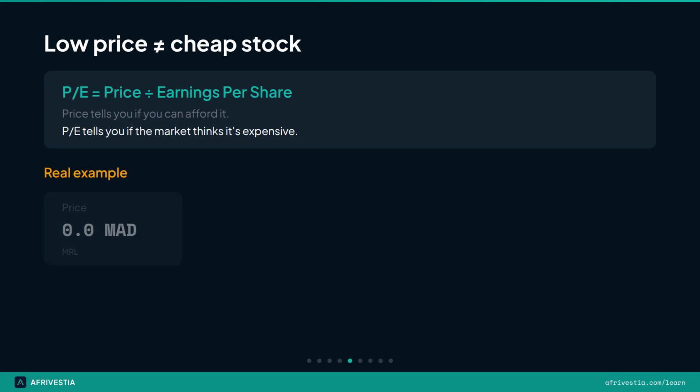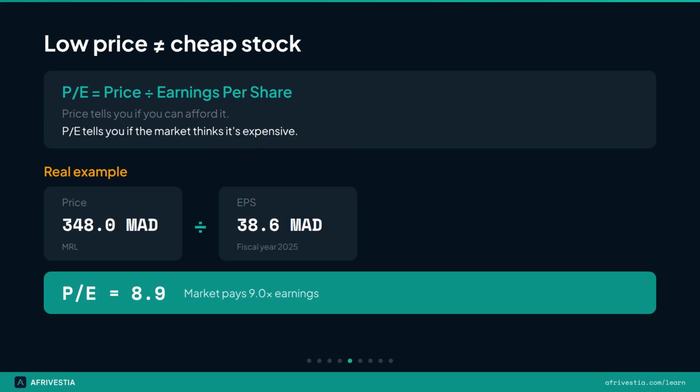Now let's learn one beginner metric, the PE ratio. P means price, E means earnings per share. So PE tells you how much the market is paying for 1 unit of company profit. Example, Enocol has a price of 49.3 MAD and earnings per share of 5.0 MAD, giving a PE of 9.9. That doesn't mean cheap or expensive by itself. It means you now have a tool to compare companies more intelligently.